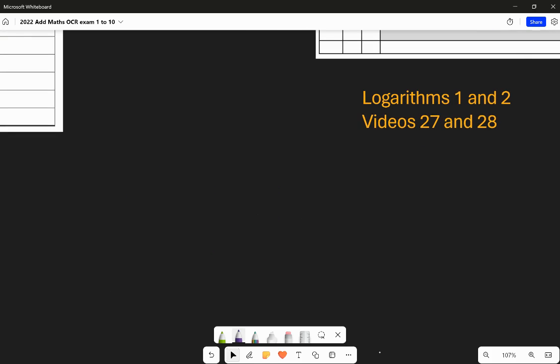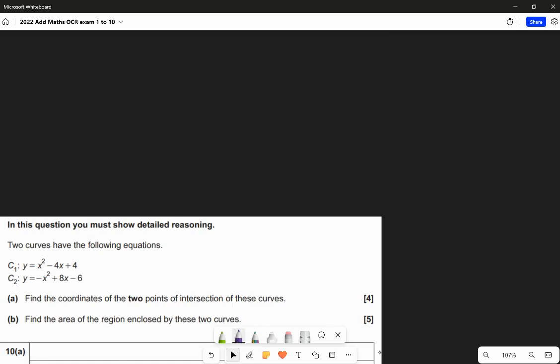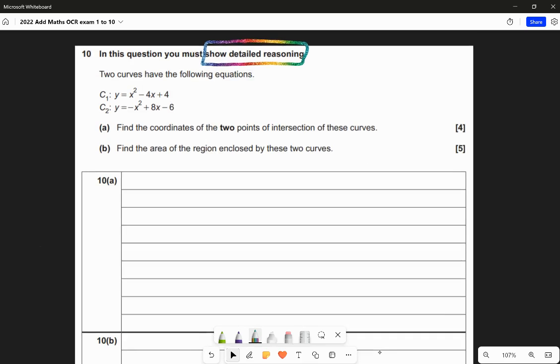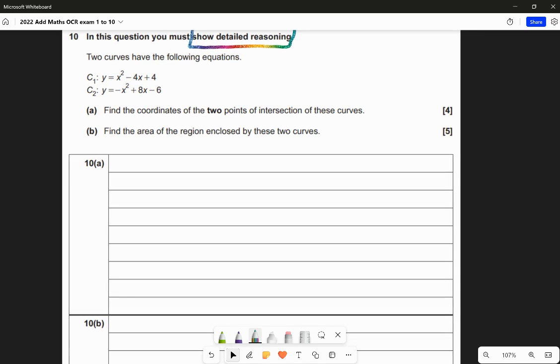Right, last question, question 10. In this question, you must show detailed reasoning. We love our detailed reasoning. So 2 curves have the following equations. Curve 1 is y equals x squared minus 4x plus 4, a positive quadratic. And curve 2 is a negative quadratic. Part A, find the coordinates of the 2 points of intersection of these curves.